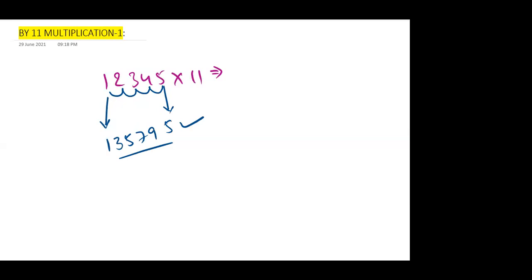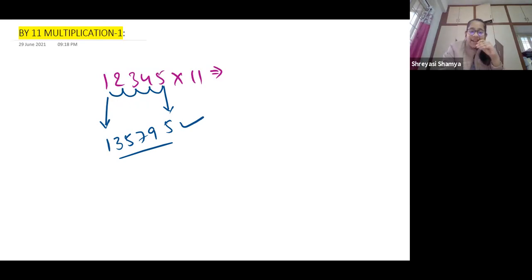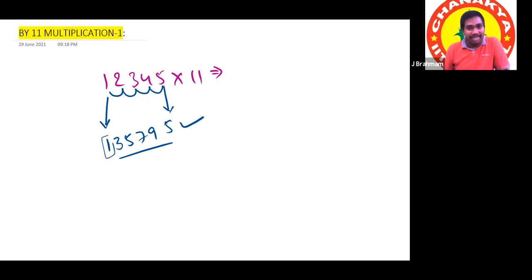Okay, sir. Easy? Sir, I mistakenly left the class. Sir, can you tell again? Yeah, I'm telling again. Listen. Take the first and last digits as it is, 1 and 5. And all the remaining digits we obtain by adding every 2 consecutive terms. So first 1 as it is. Later 1 plus 2 is 3. Then 2 plus 3 is 5. 3 plus 4 is 7. 4 plus 5 is 9. And then 5 as it is again.